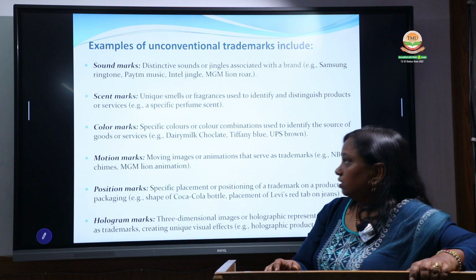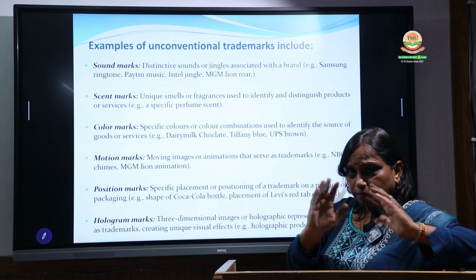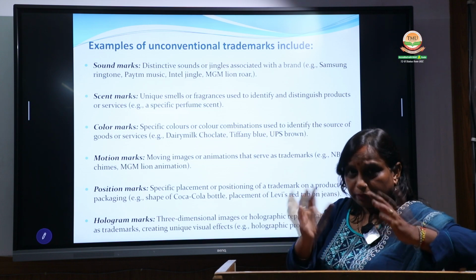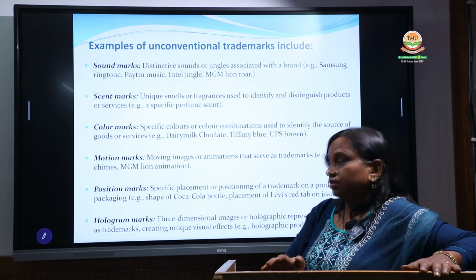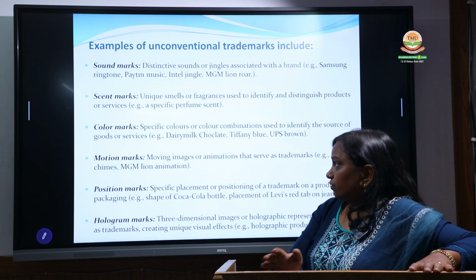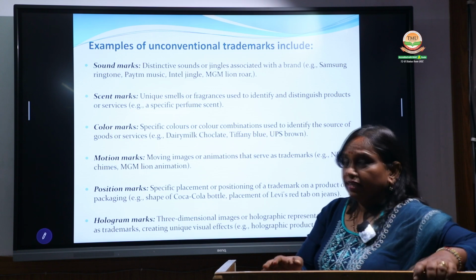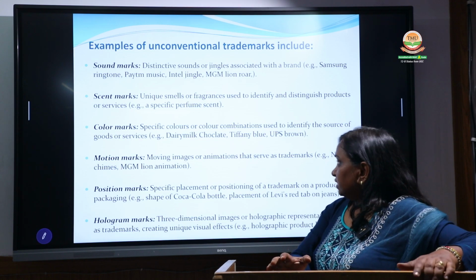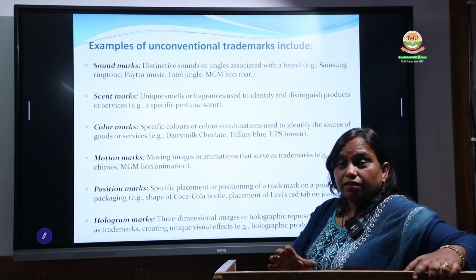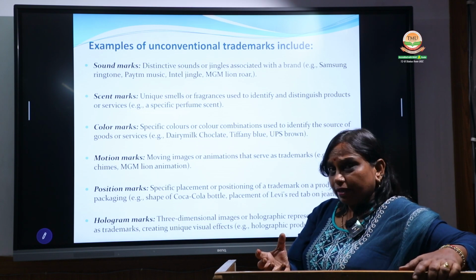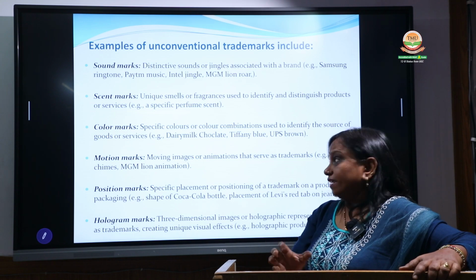Next is the color mark. The specific color of the goods, of the packaging, the wrapper of the goods, the packaging color. All these are color marks. For example, as I have already discussed, the Dairy Milk chocolate violet color, then Tiffany blue, UPS brown. Just looking at the color, we are able to connect that particular product with that particular brand.